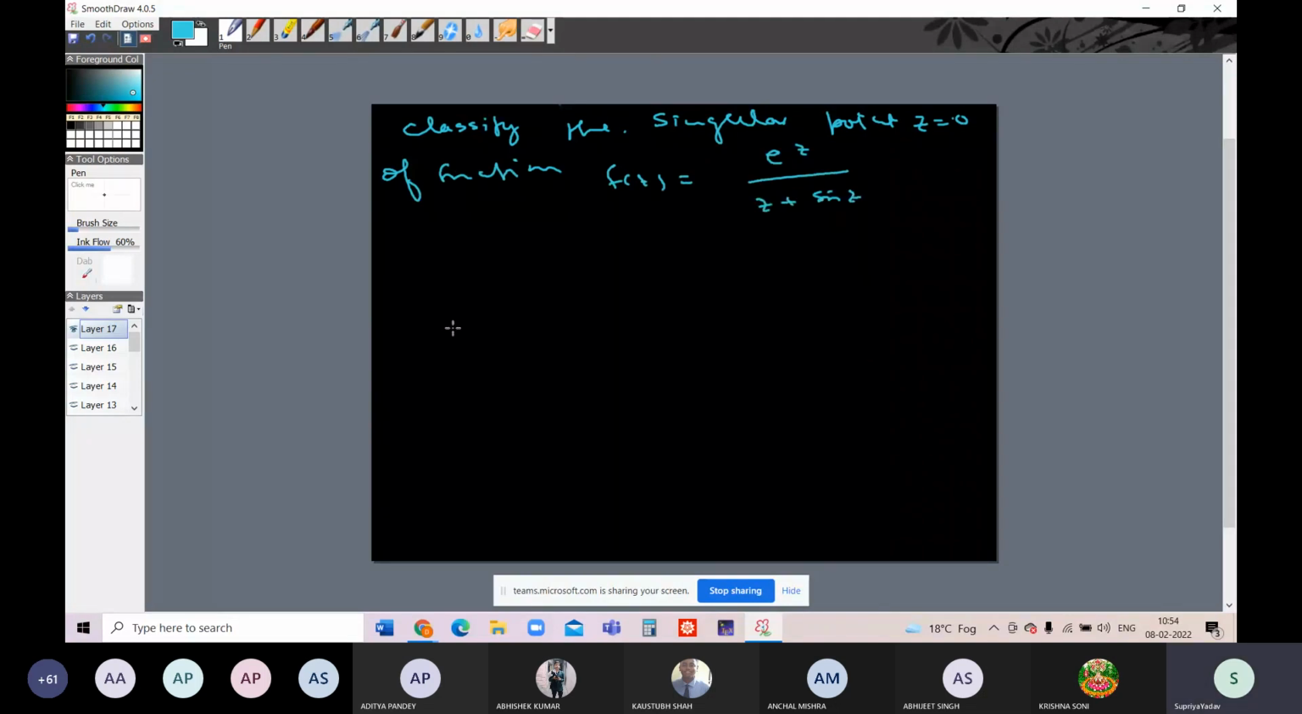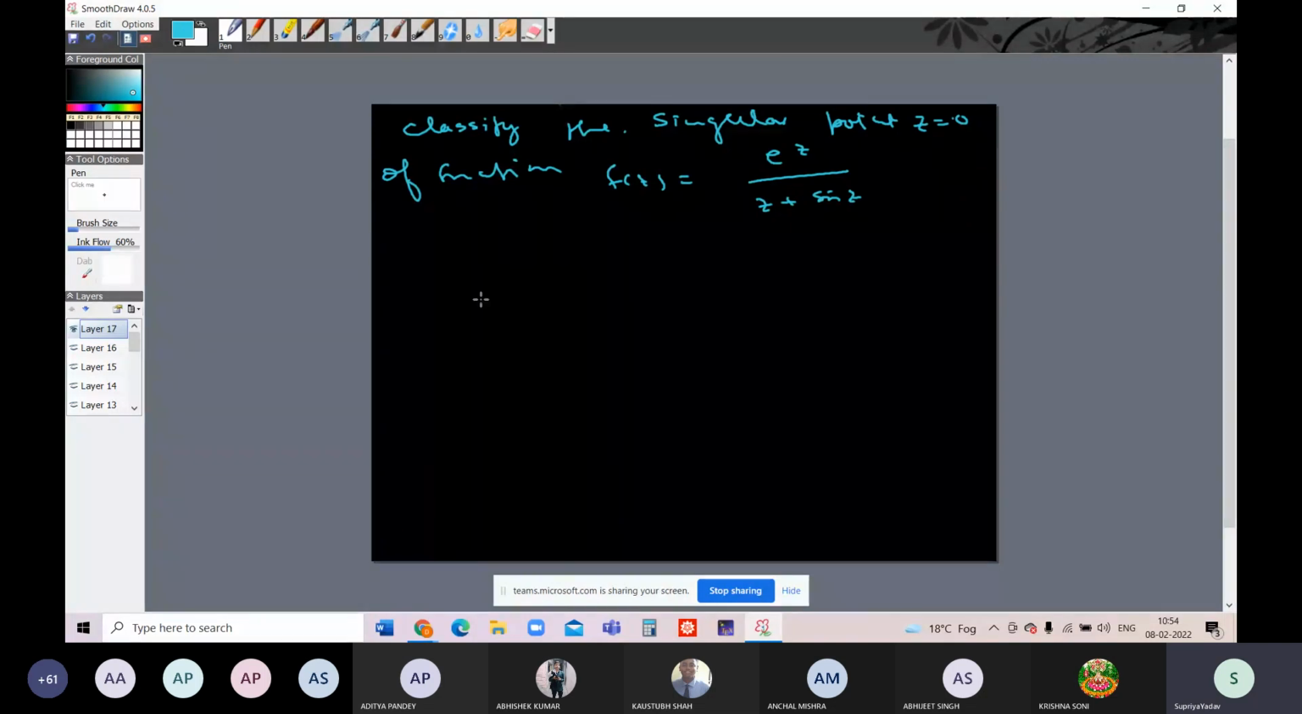Classify the singular point z0 of the function f(z) is equal to (z plus sine z). This is the function.